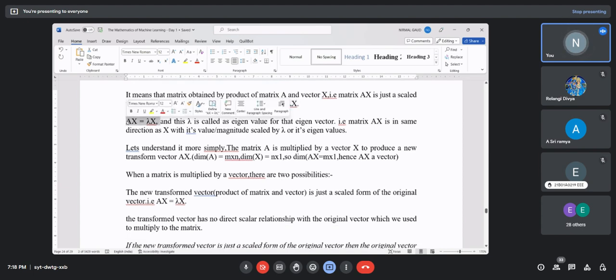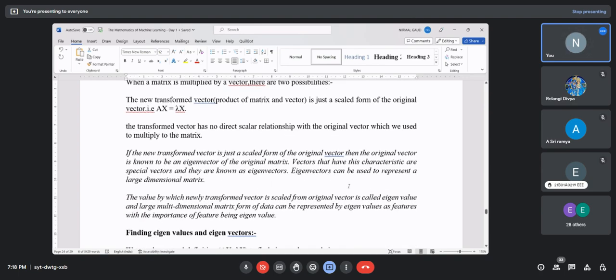I was writing AV equal to lambda V; instead of V, here X is written. Here lambda is an eigenvalue, already discussed. They are actually used for transformations. Transformation means I need to scale up my matrix, keeping the direction the same.